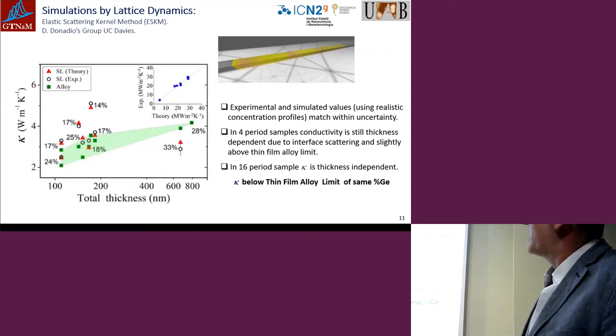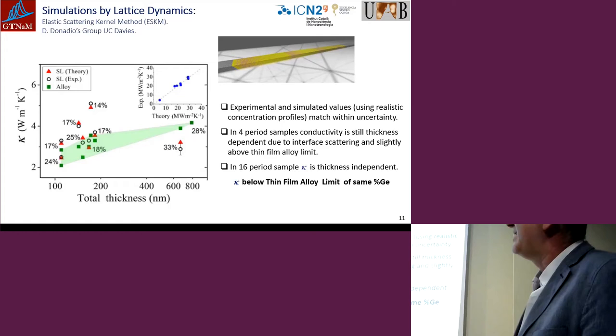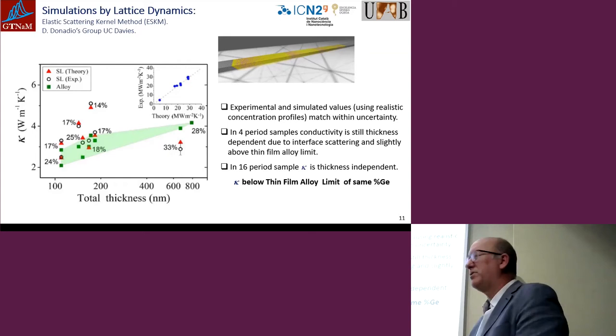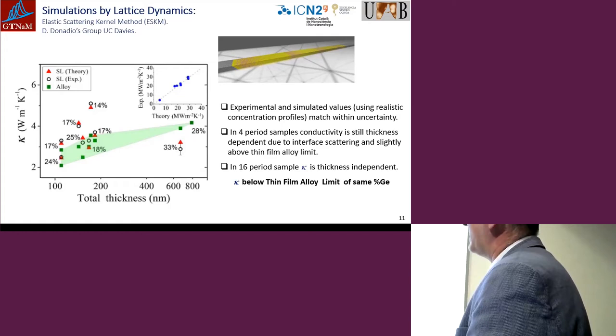Let me tell you that the agreement between theory and experiment is surprisingly good, it's extremely good. This line has a slope of one, so we have a very good fit between theory and experiment. So we can use the theory to understand a little bit more about what's going on in our system. And then again, for this 33% system, the 16-period superlattices, both theory and experiment predict a thermal conductivity which is below the thin film alloy.